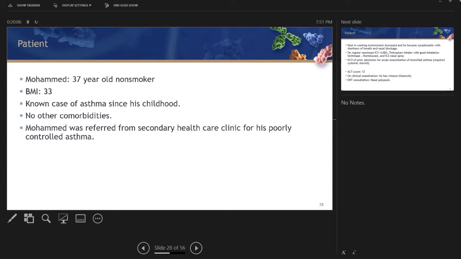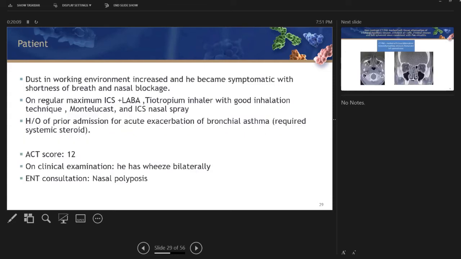Dust exposure in his military work has increased lately, and he became symptomatic with dyspnea and nasal blockage. On regular examination, he is on regular medication: already on ICS/LABA, tiotropium, with good inhalational technique, takes anti-leukotriene, and inhaled nasal corticosteroids. He has a prior history of admission for acute exacerbation of asthma that required systemic steroids. His ACT score shows uncontrolled asthma, 12, less than 20.